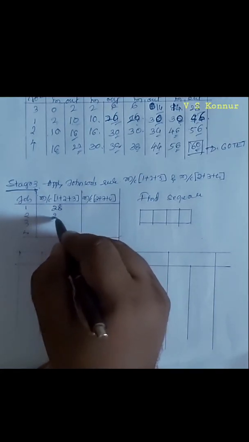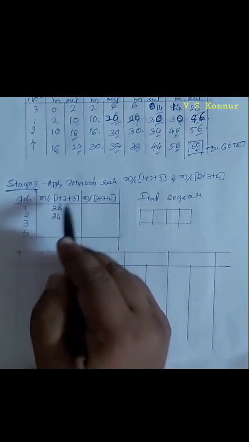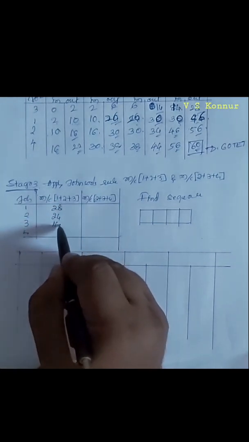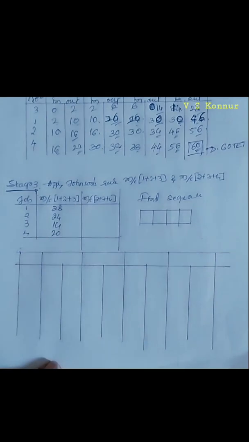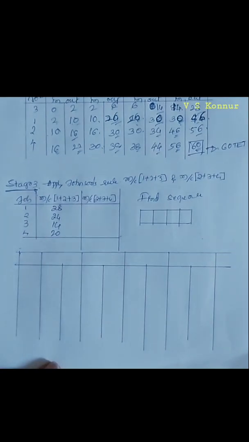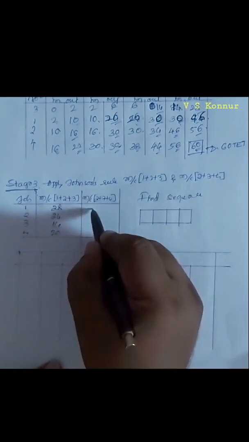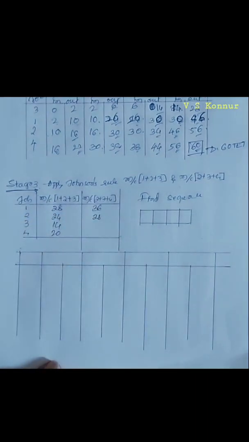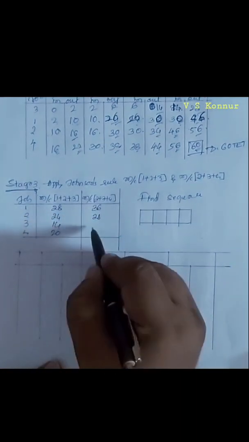24, adding the time of 1, 2, 3, 14 and 20. Next we will get 36, 28, 26, 18.